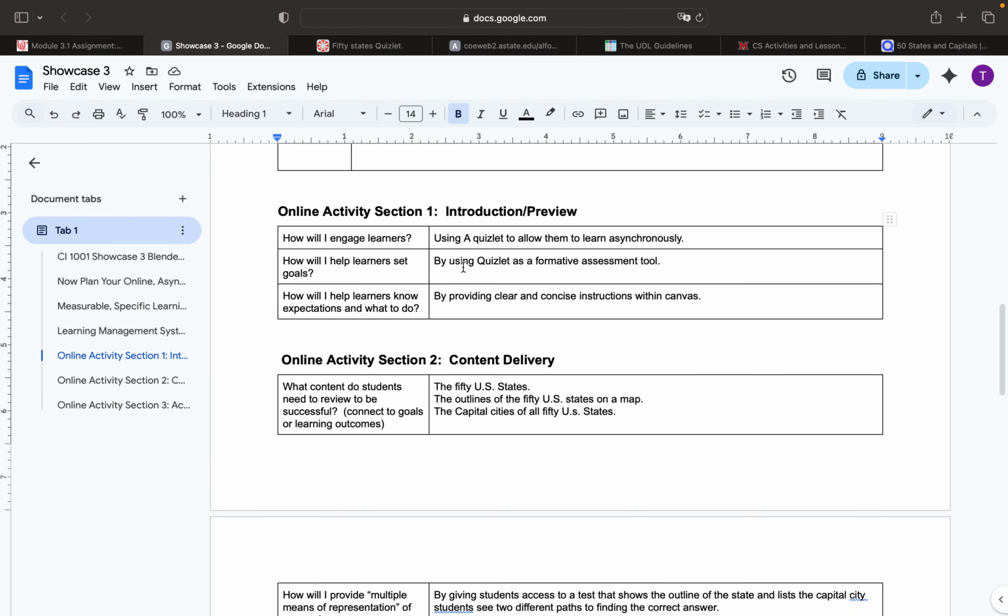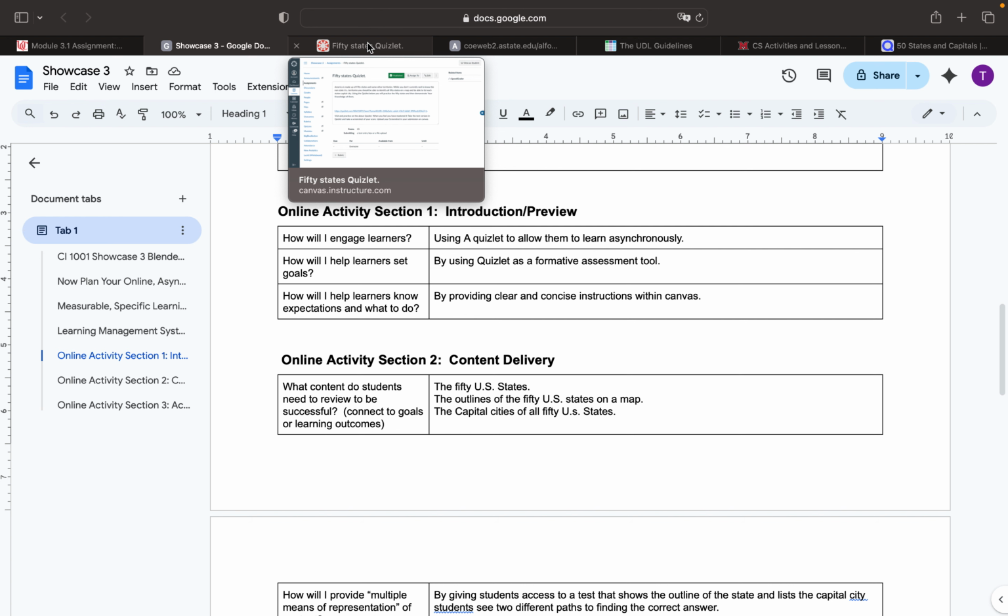And then again, Quizlet will help the learners set goals. So it's a formative assessment tool. They can go through the flashcards and see, okay, I don't get this. I don't remember this state. I don't remember this capital. This outline's hard for me.